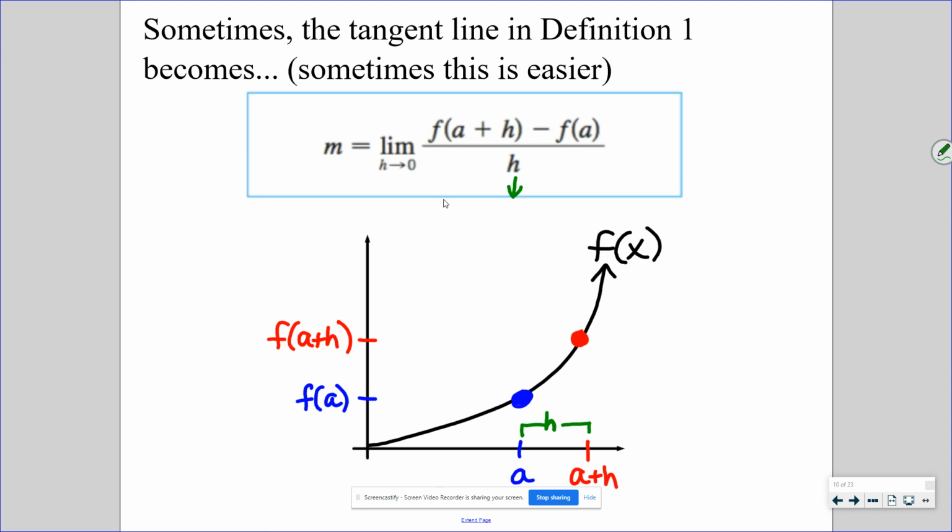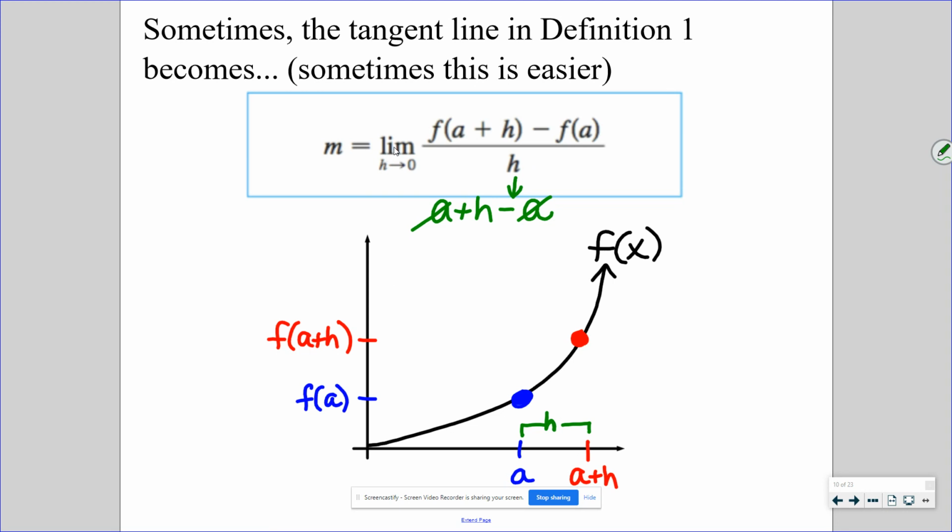Here's why. We know this is supposed to be like slope, which means y minus y over x minus x. When you do y minus y, you get the top. When you do x minus x, you get A plus H minus A. Well, A minus A cancels and leaves you with just H. So that's why you're just seeing an H here.